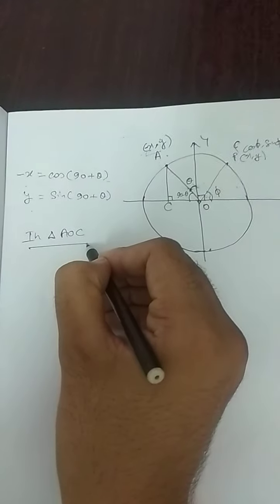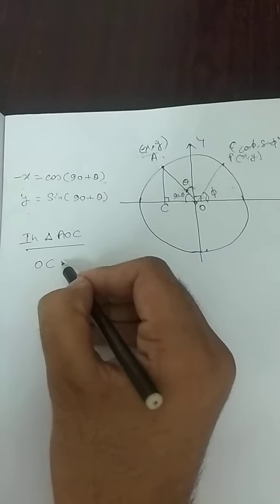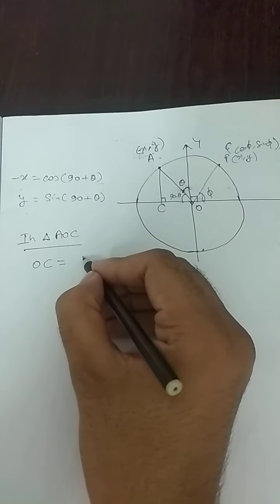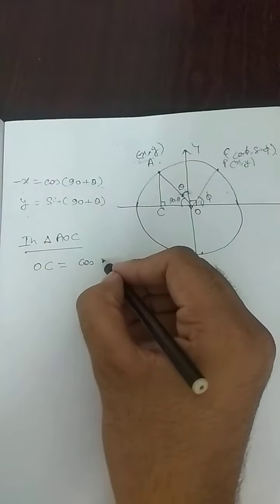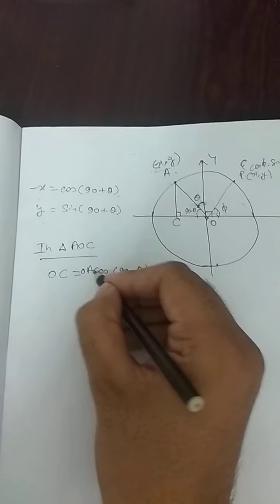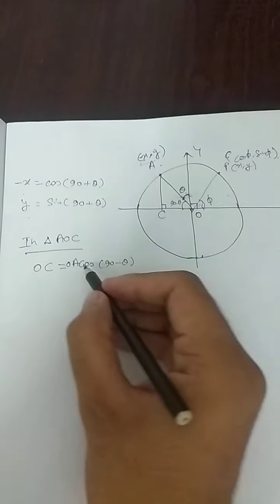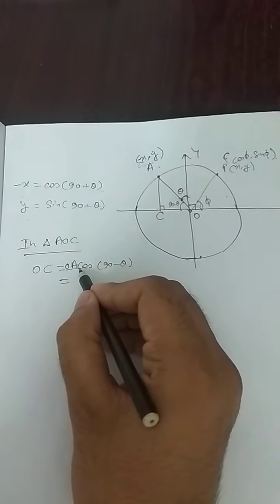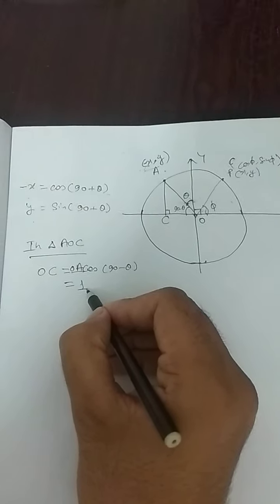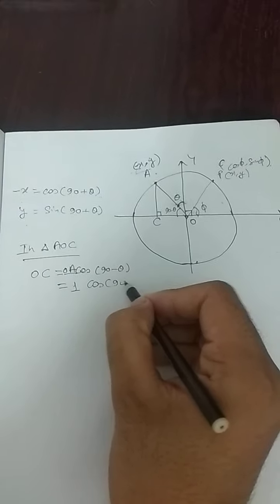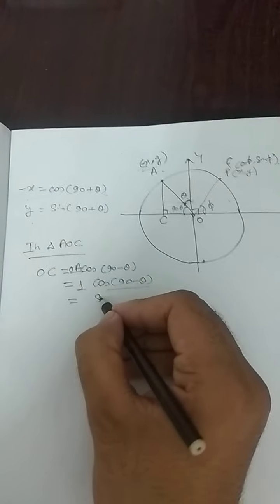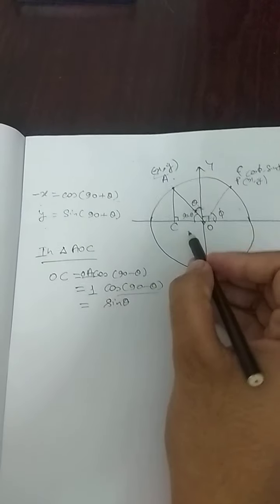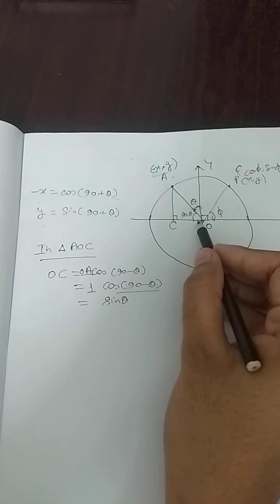So in triangle AOC, which is a right angle triangle, OC is equal to cos of 90 minus theta into OA by the ratio of trigonometry, and OA being the radius of the circle, which is 1 unit, so 1 into cos of 90 minus theta, and cos of 90 minus theta is sin theta. So we are getting OC is equal to sin theta.